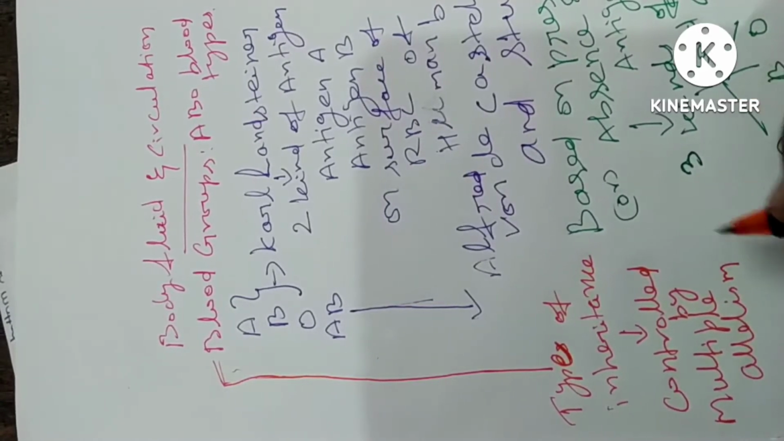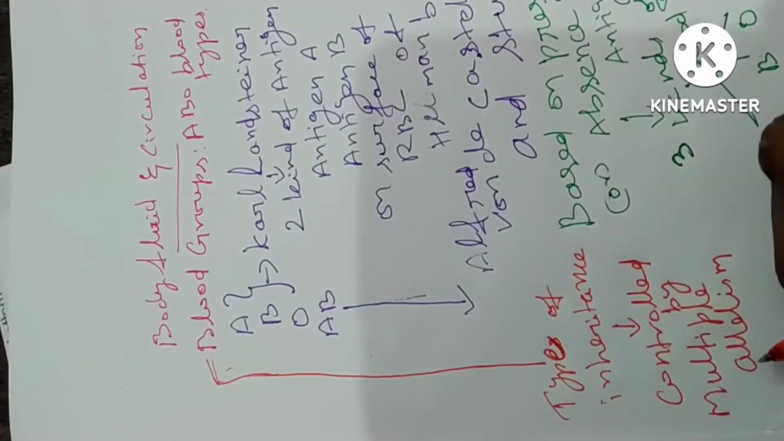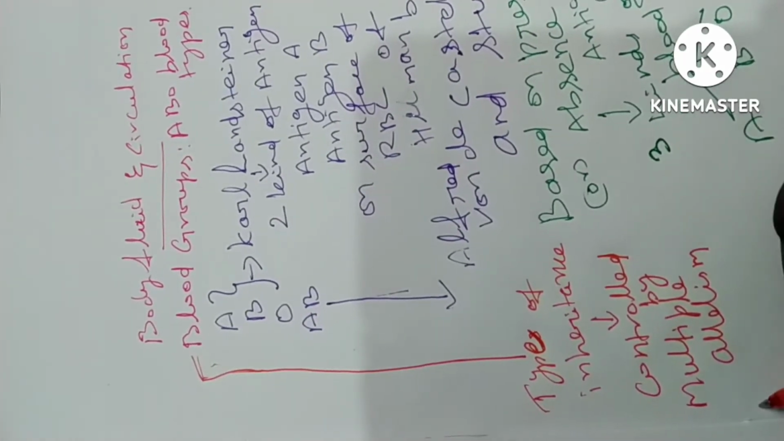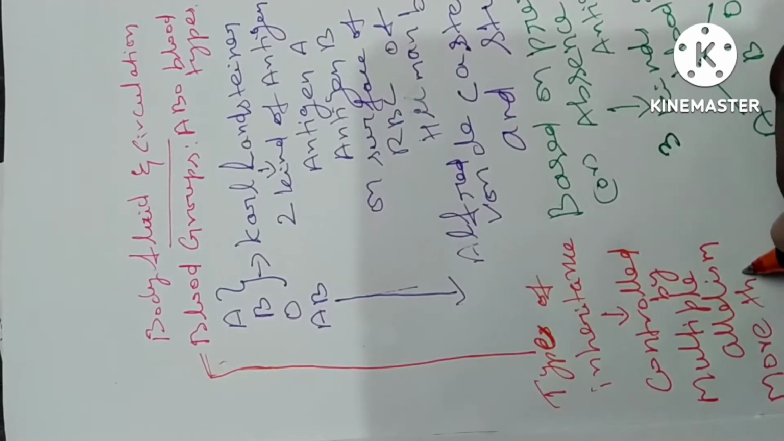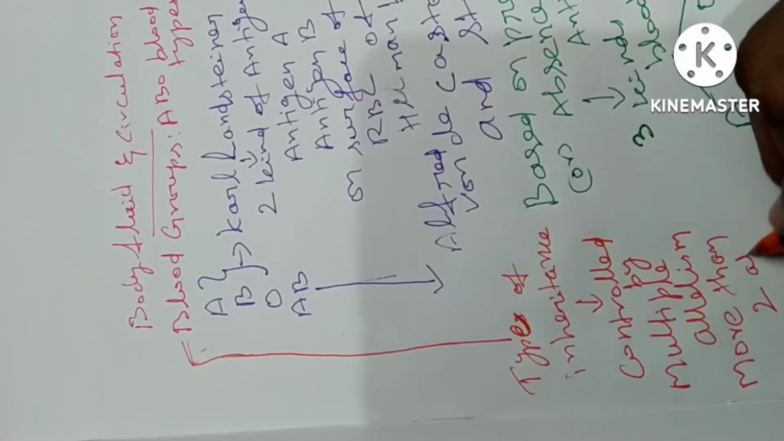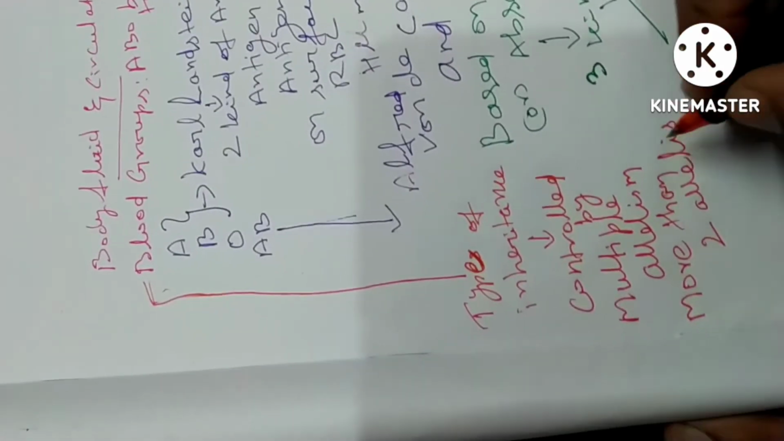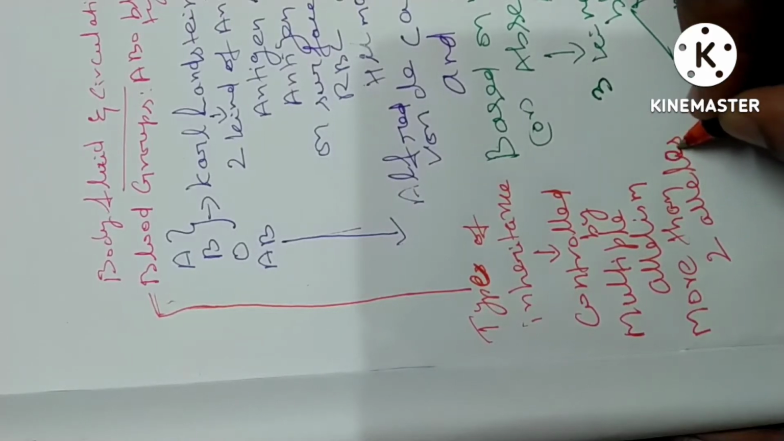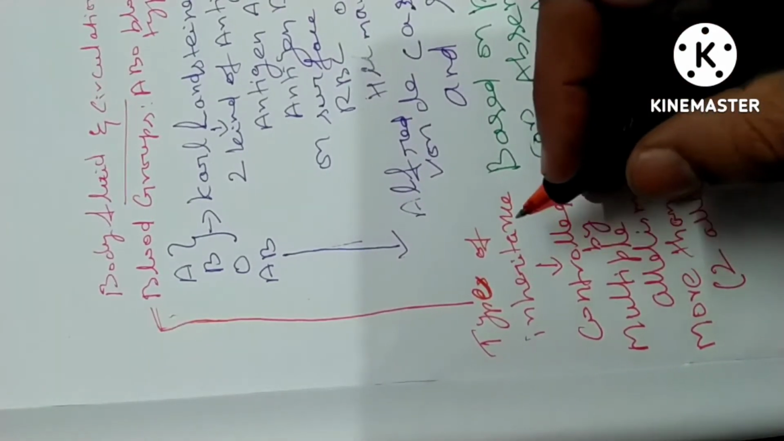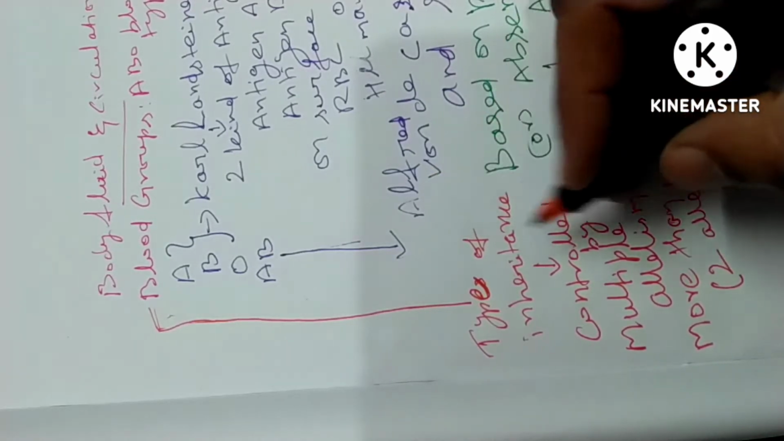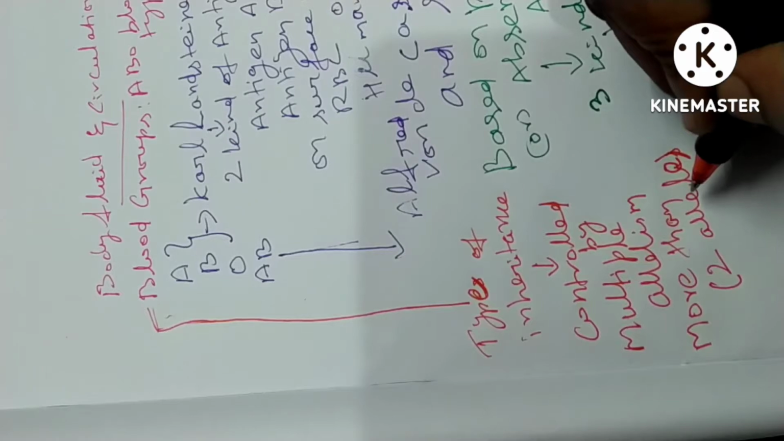Usually a gene consists of two alleles. But multiple allelism means a gene consists of more than two alleles, that is, a particular character is controlled by more than two alleles. Understand?